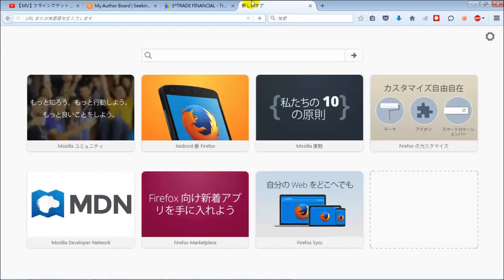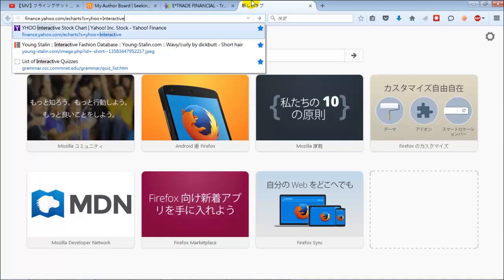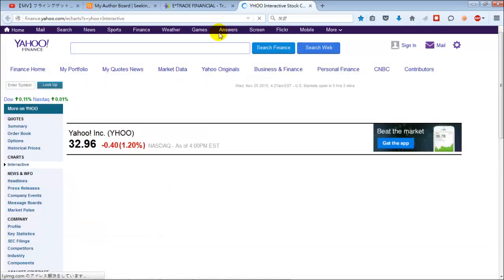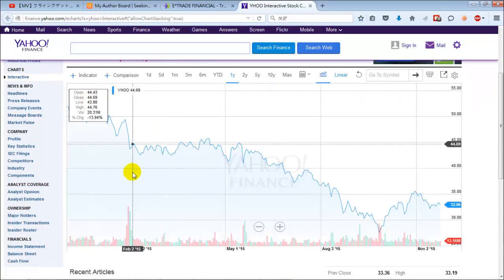So let's look at an example. Let's go to interactive Yahoo charts. And let's look at Yahoo because I believe Yahoo has fallen. So let's say back here in February or in January, you shorted Yahoo. What that means is you borrowed Yahoo when it was trading at $44 and you sold it immediately. Okay? So maybe you shorted one share and got $44 in your account, or maybe you shorted 100 shares and got $4,400 in your account.